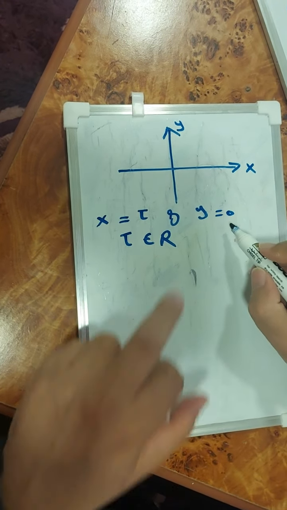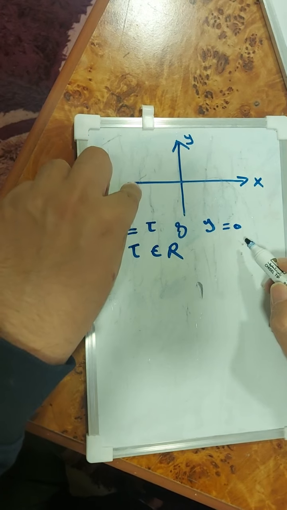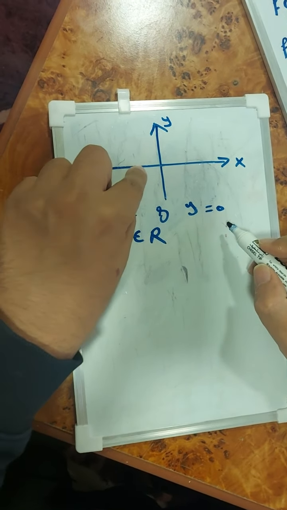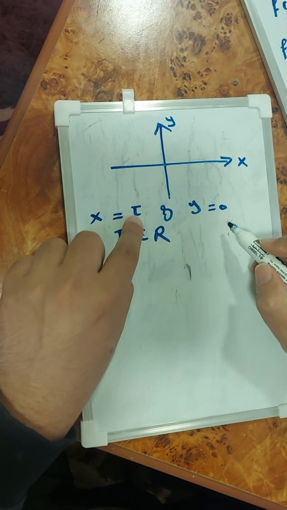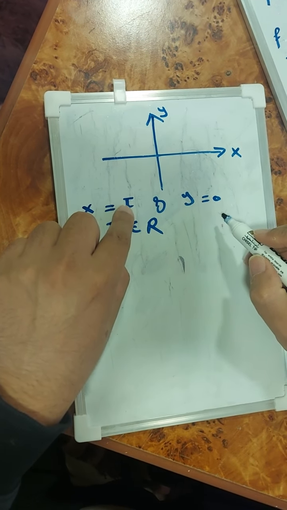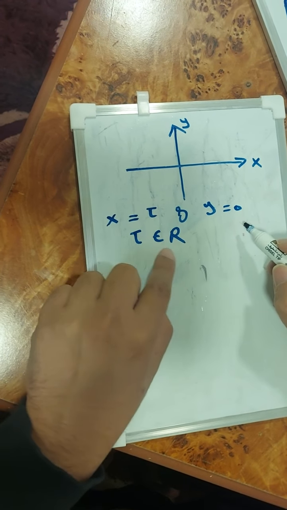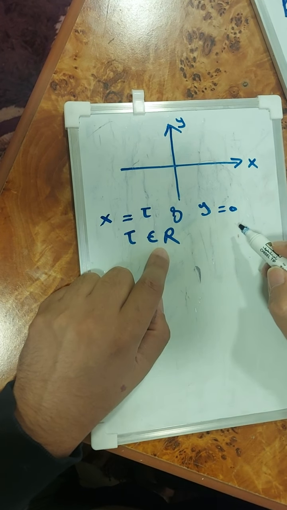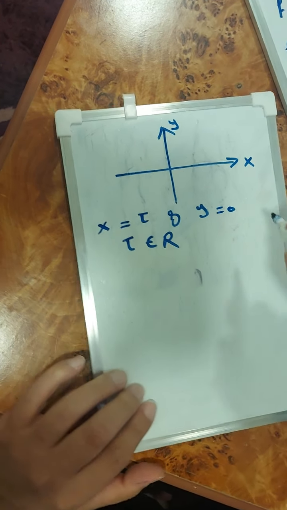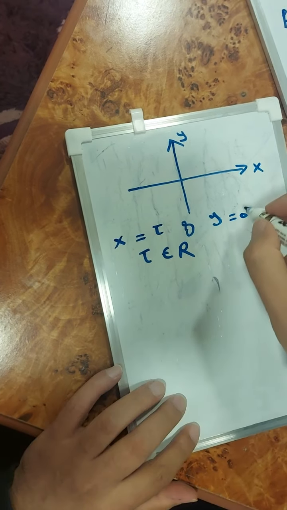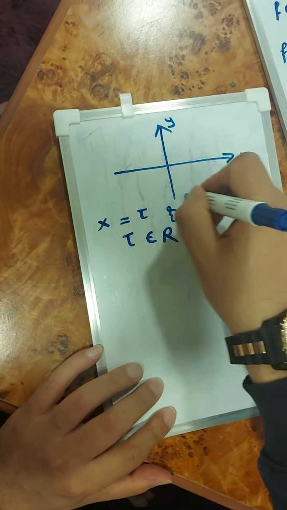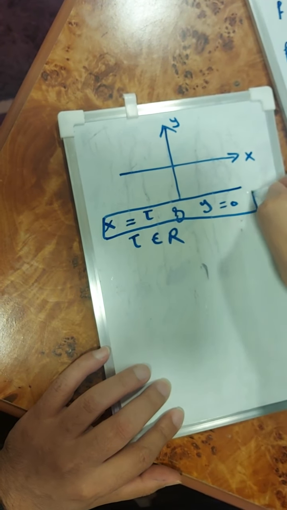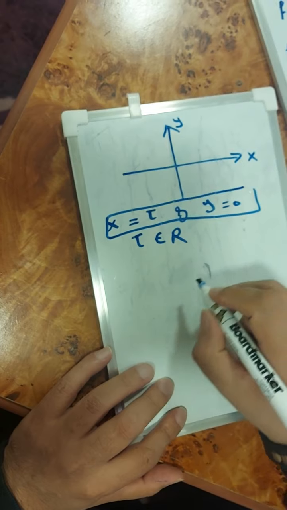So if we put y equal 0, this means you are moving on this line. To change the position of every point on this line, the x-axis, just change the value of the parameter t according to the real number line. So from analytic geometry, we know this fact: the parametric solution of the x-axis is x equal t and y equal 0, where t is a real number.